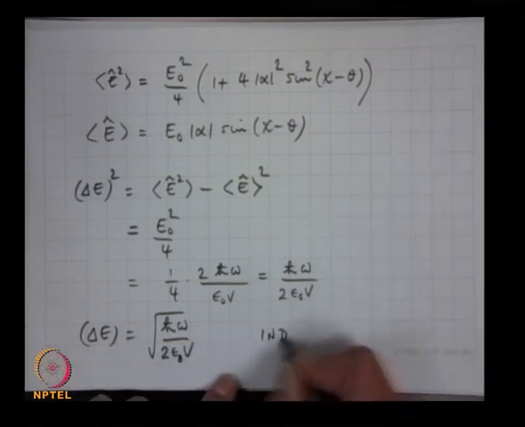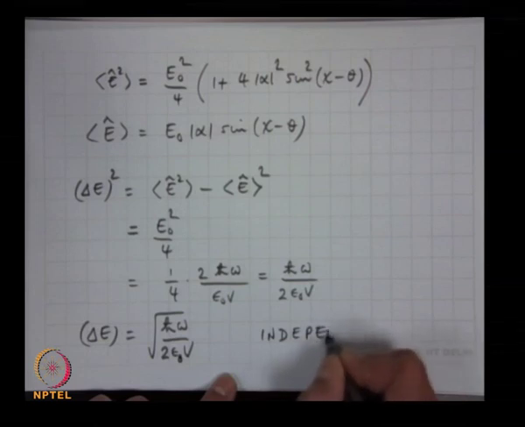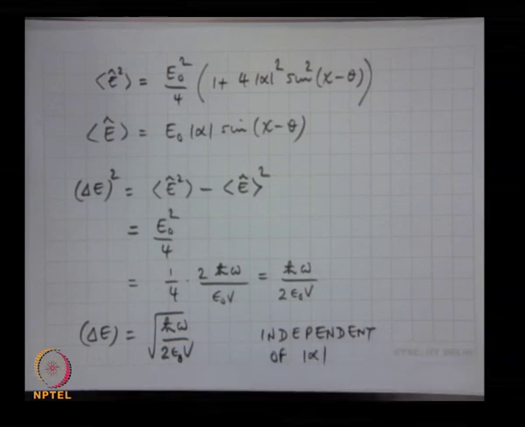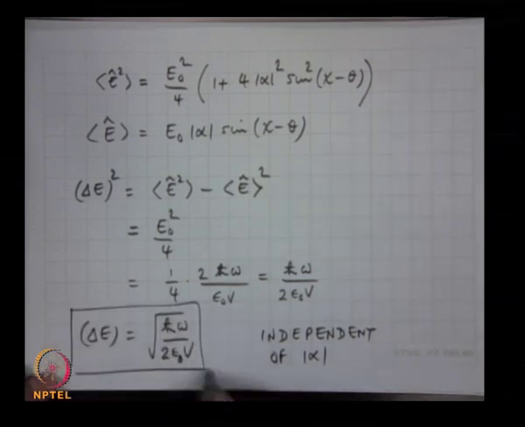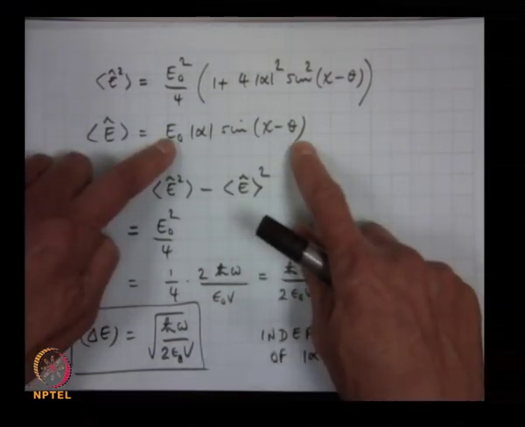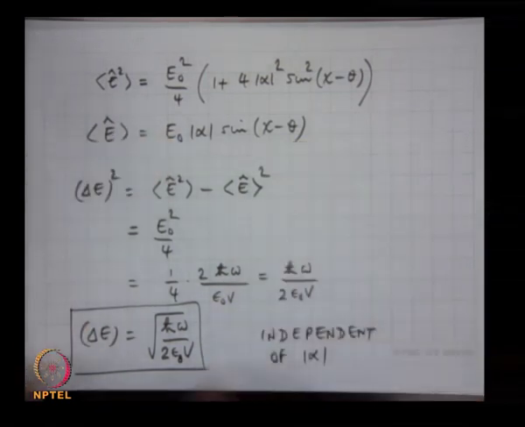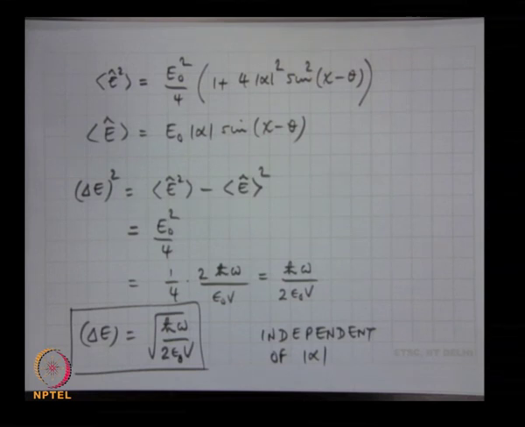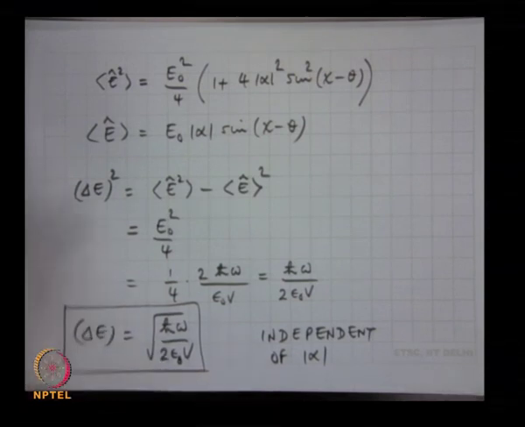Independent of mod alpha, independent of time, and it's a constant. The expectation value of the electric field increases as mod alpha increases. The uncertainty in the electric field remains constant. So, I can actually picturize the electric field variation in this form.